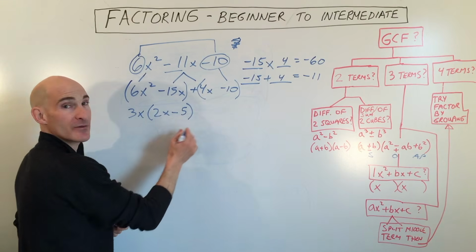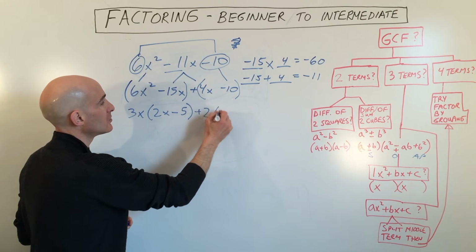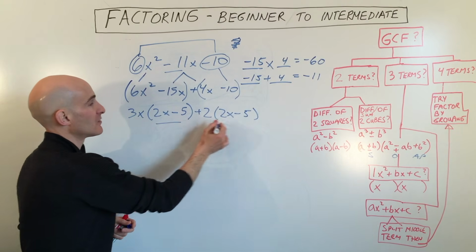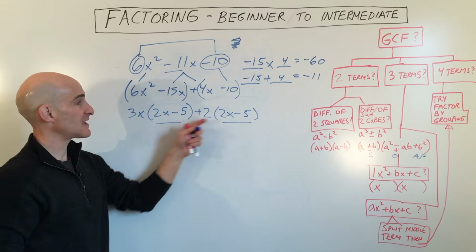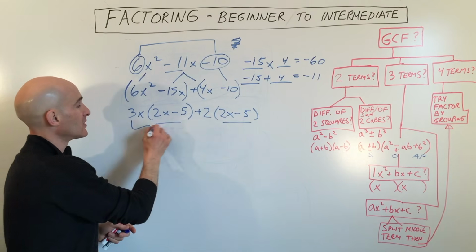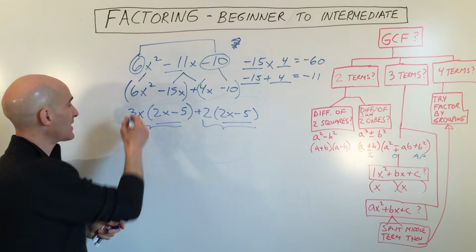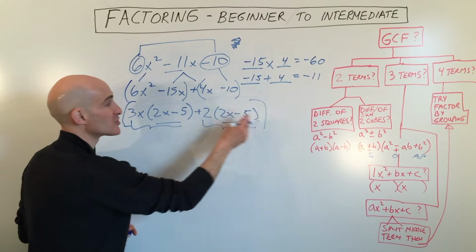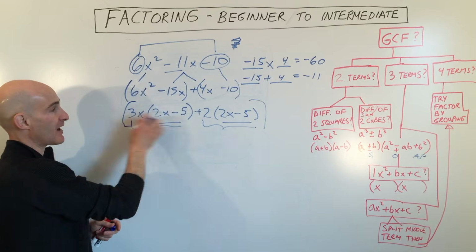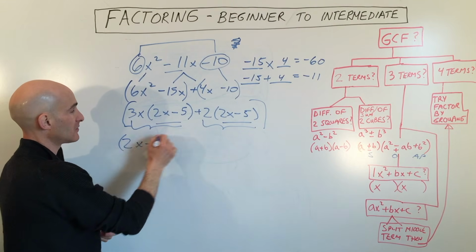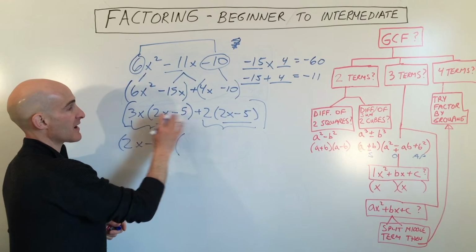And here the greatest common factor is 2. And if all goes well, you can see that we have a 2x minus 5. We have the same quantity here in common between this group and this group. So we're going to factor out the 2x minus 5, as if we were doing the distributive property backwards, right? We're dividing out the 2x minus 5. And so what we're going to be left with is 3x plus 2.